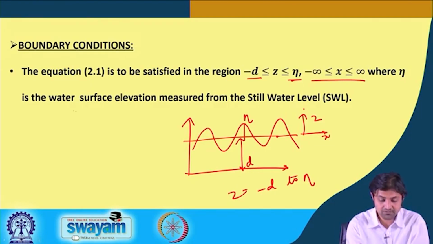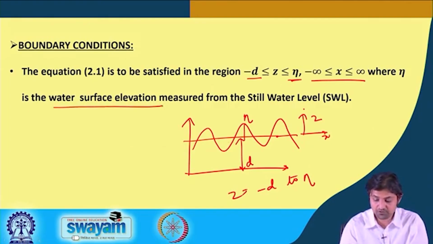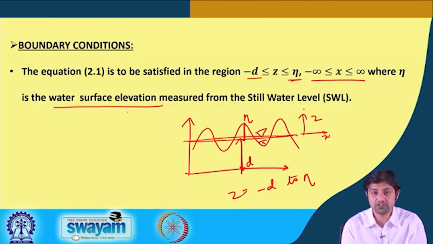Here eta is the water surface elevation measured from still water level. If this is the still water level, then this is eta, because below is the depth and here is the eta. Eta is the water surface elevation measured from still water level. This is SWL.